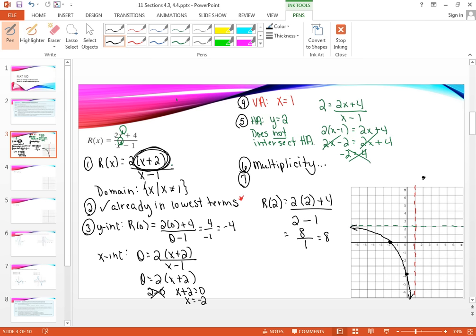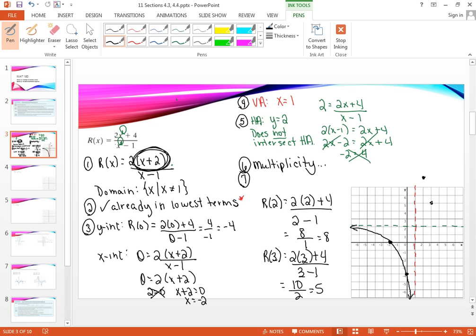Okay, you can always do that. You can always plot points if you want to. Okay, let's try r of 3. So 2 times 3 plus 4 over 3 minus 1. 6 plus 4 is 10 over 2, which is 5. So at 3, the y value is 5. So that helps a little bit. Okay, I knew it was up there at the top, but this gives me just a few more points.